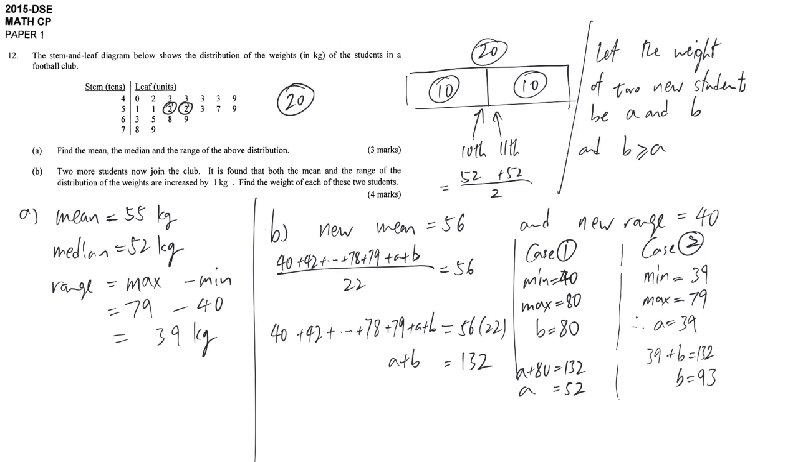But let's have a look here. If B is 93, then the range is not just increased by 1, but increased by a lot. So that is contrary to our assumption here, because 93 is even larger than our maximum 79. So this is rejected. And then our conclusion is there is only one possibility for A and B. The values are 52 kg and 80 kg to fulfill the requirement.